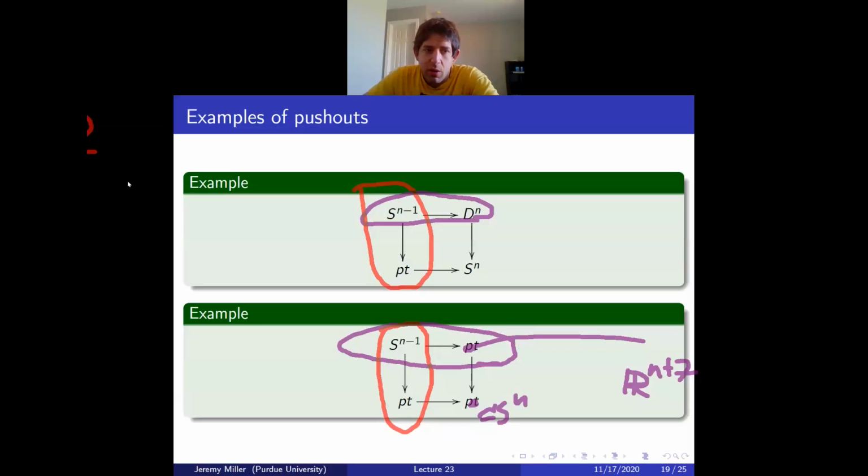Okay, so cofibrations are things that are homotopically well behaved with pushouts and similar constructions. And so then we're going to reinterpret geometric realization in terms of pushouts.